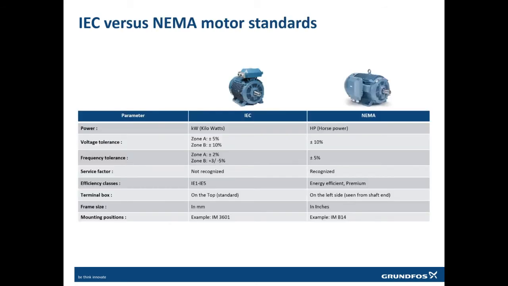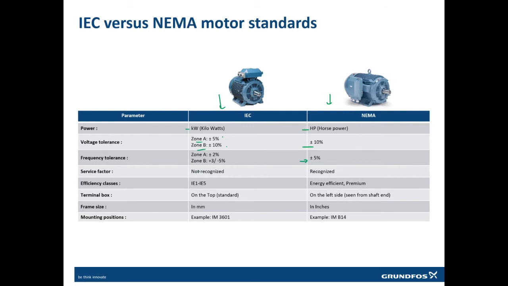Now this is a very small comparison between IEC and NEMA motor. In IEC motor, power is defined as kilowatt. In NEMA motor, power is defined as horsepower. Voltage is defined as zone A and zone B, plus minus 5 and 10, whereas in NEMA there's only one, plus minus 10%. You don't have zone A. Frequency is plus minus 2, plus 3 minus 5. NEMA has plus minus 5 by default, they do not have zones.